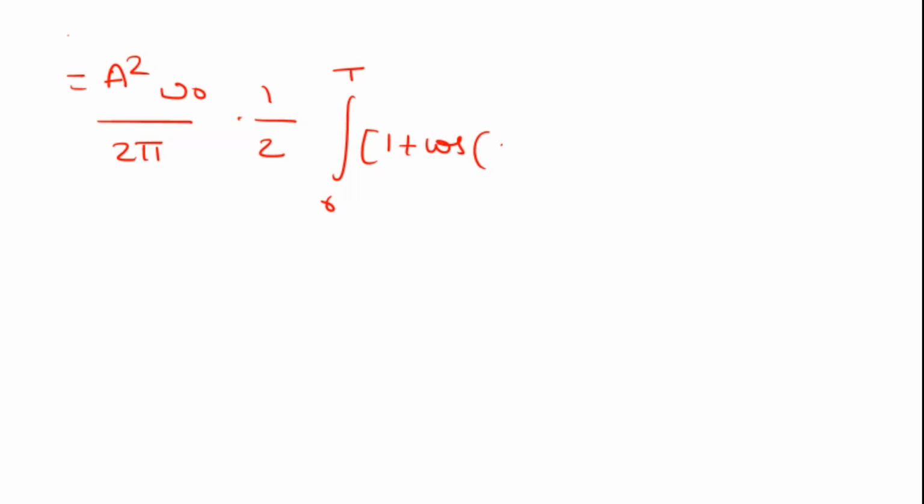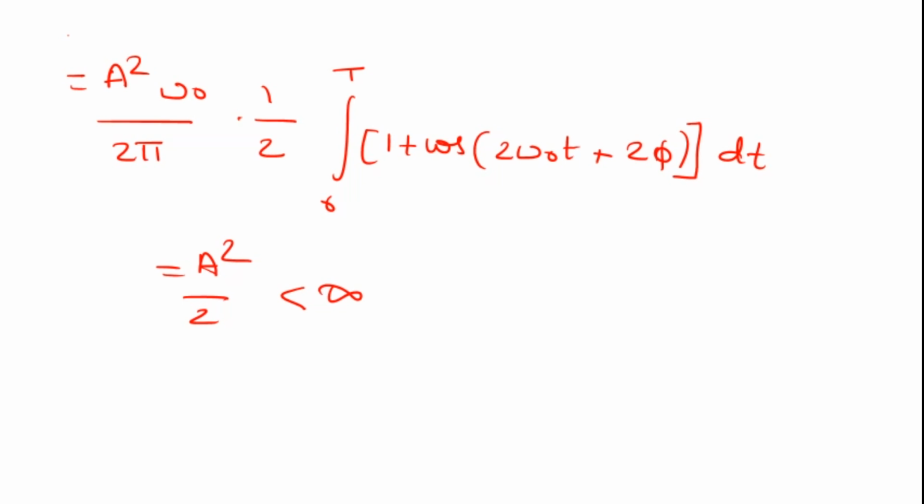which is equal to A square omega naught divided by 2 pi into 1 by 2 integration of 0 to T 1 plus cos of 2 omega naught t plus 2 phi into dt, which is equal to A square by 2, which is less than infinity. Hence, x of t is a power signal.